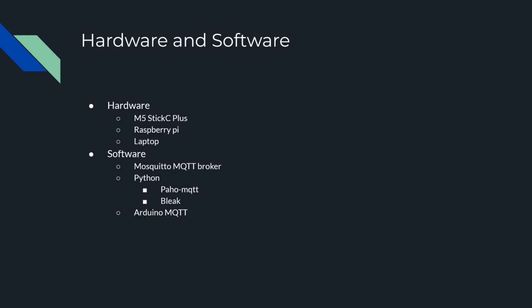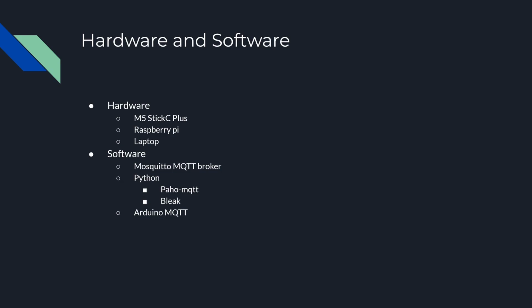Next, I will talk about the hardware that we use for this project. We use the M5 Stick C+, which is the client that the students will utilize to press buttons to indicate their responses to the classroom interaction system, a Raspberry Pi that is used as the server and collates all these responses, and a laptop that is used to interface with the Raspberry Pi. For the software, we utilize Mosquitto's MQTT broker, Python, utilizing the following libraries: Paho MQTT, and Bleak for Bluetooth Low Energy communications. Outside of that, we also utilize the Arduino MQTT library.